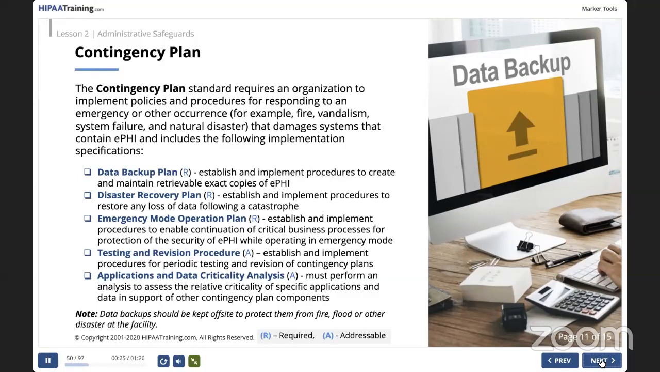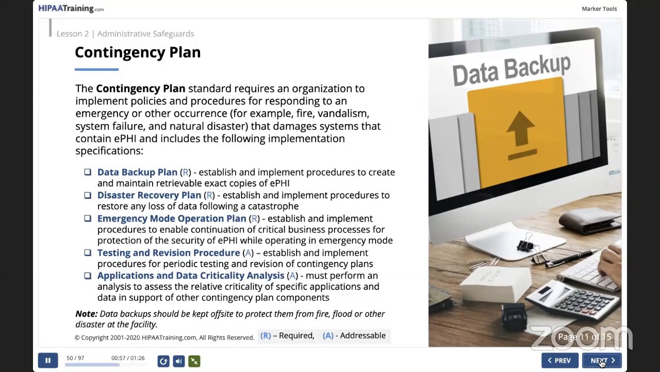Data backup plan. Establish and implement procedures to create and maintain retrievable exact copies of an EPHI. Disaster recovery plan. Establish and implement procedures to restore any loss of data following a catastrophe. Emergency mode operation plan. Establish and implement procedures to enable continuation of critical business processes for protection of the security of EPHI while operating in emergency mode.